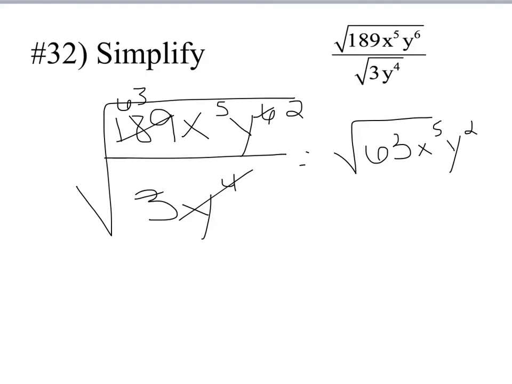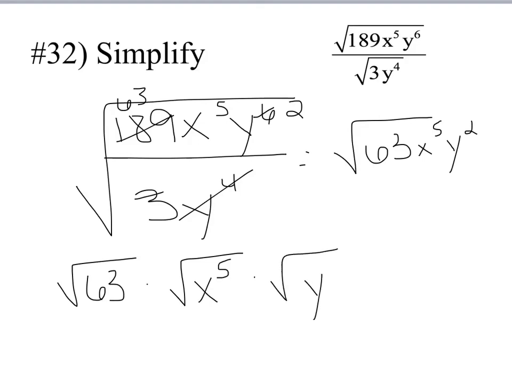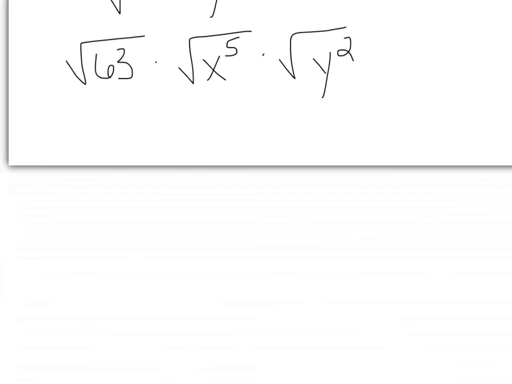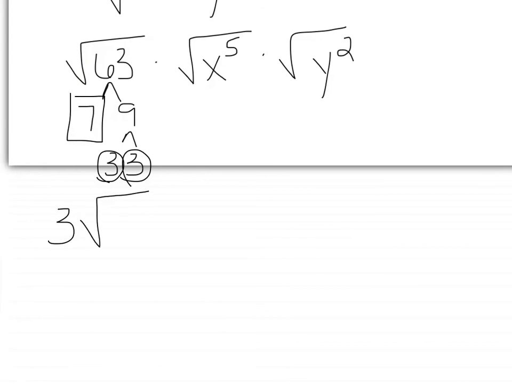And then let's simplify that. So I'm going to have the square root of 63 times the square root of x to the 5th times the square root of y squared. Okay, so let's break up the 63. 63 is 7 times 9, and 9 is 3 times 3. In order to pull a number out front, I'm going to need 2 of them because my index is 2. So I have 1, 2, that's going to bring a 3 out front, and I'm left with a 7 behind inside my radical.